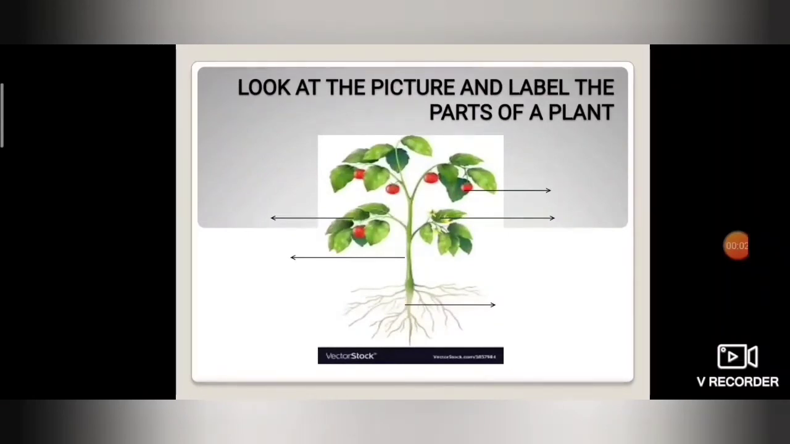Now students, let's self-evaluate by having a look at the picture and labeling the parts of a plant. I think by now you have already guessed the correct parts. Let's see the solution in the next slide.